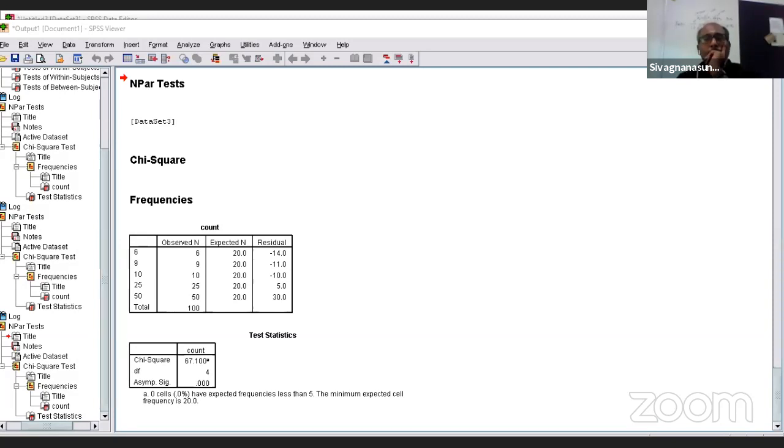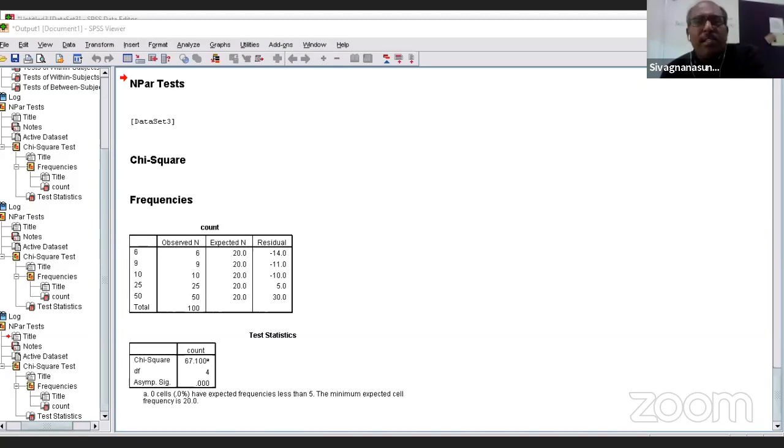So the next type of analysis is what we call test of association. The test of association is going to test the relationship between two variables. But the first two that we have seen are goodness of fit. So the next two examples that we are going to see are called test of association.